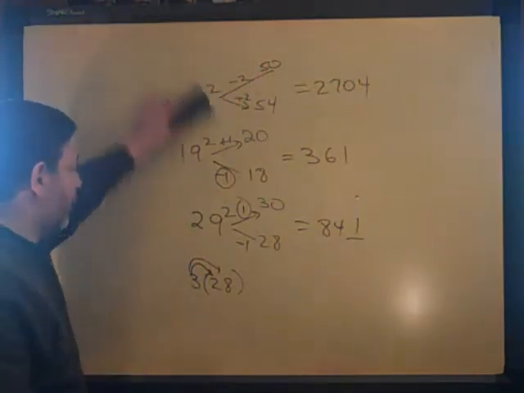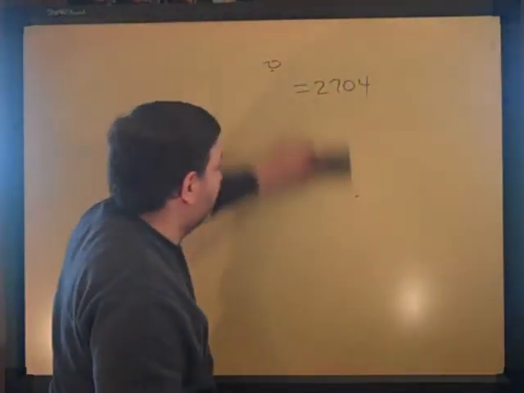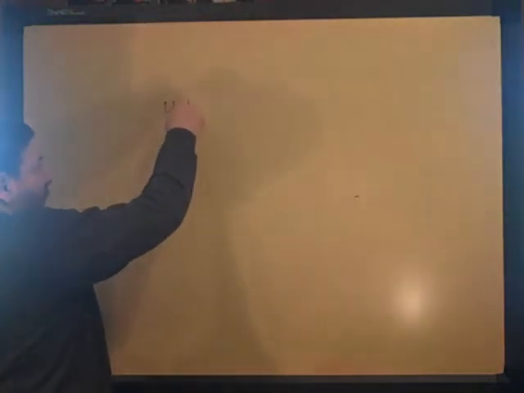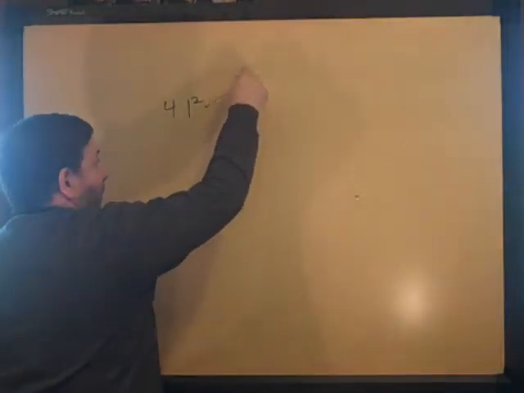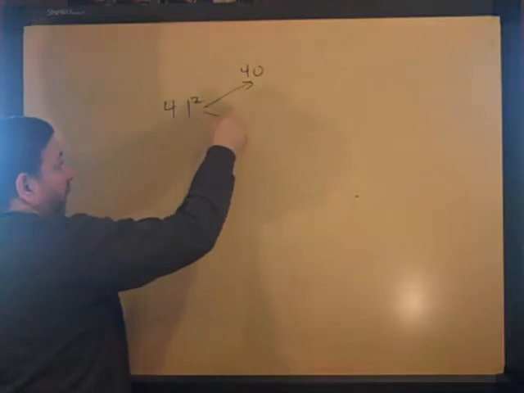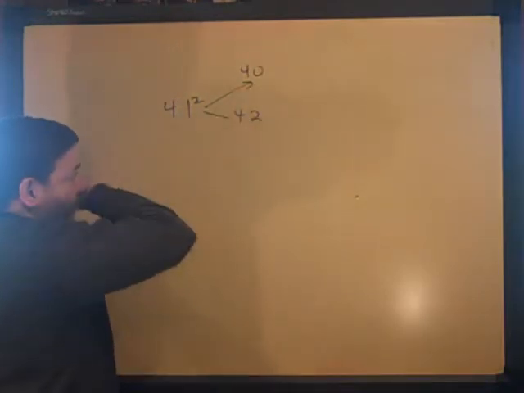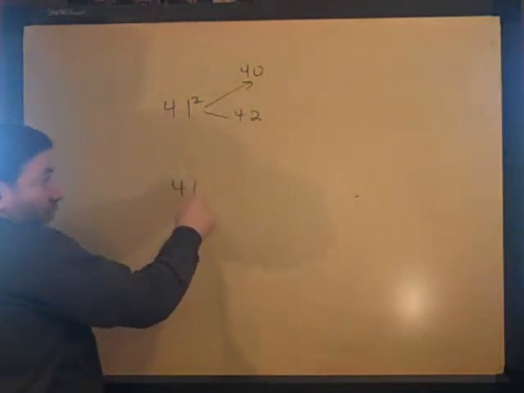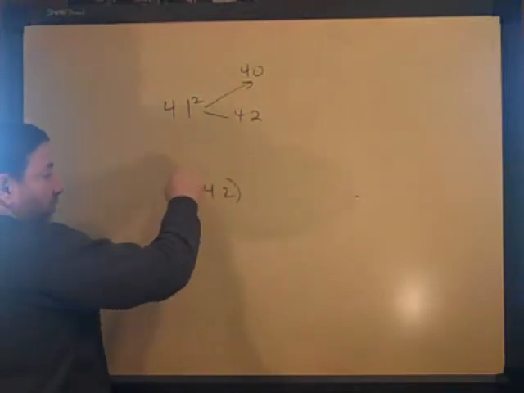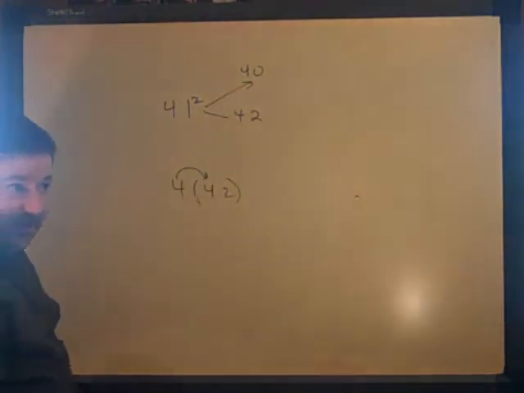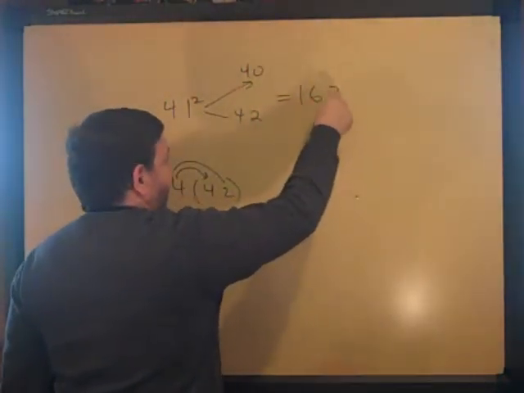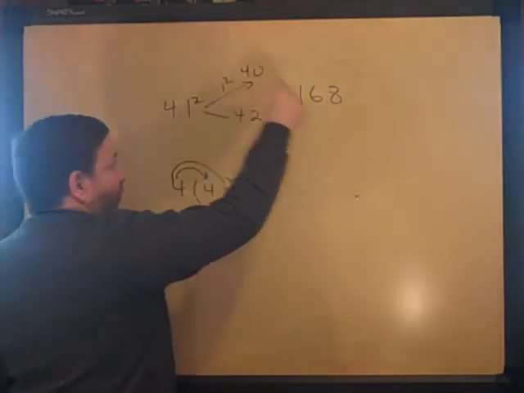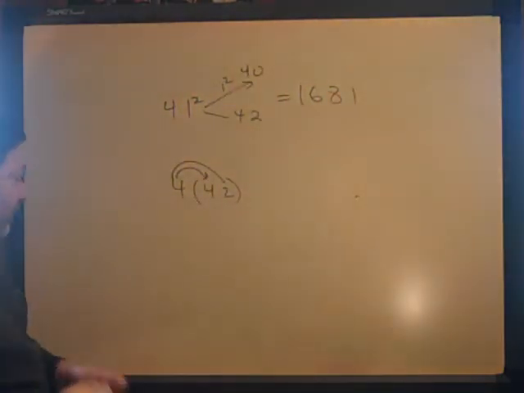Let's actually try one more. Suppose you wanted to do 41 squared. Well, you take away 1 and you add 1. So what is 40 or 4 times 42? It's 168, and then 1 squared is 1. 1681.